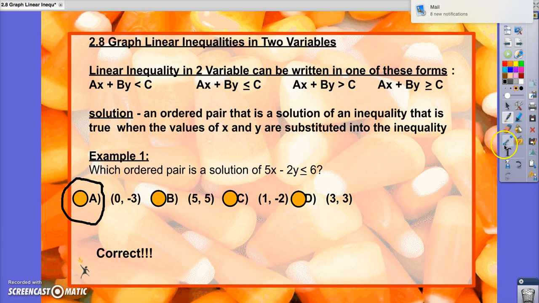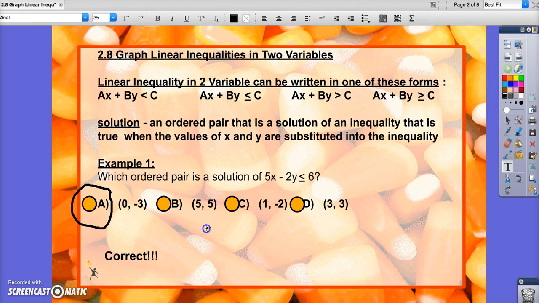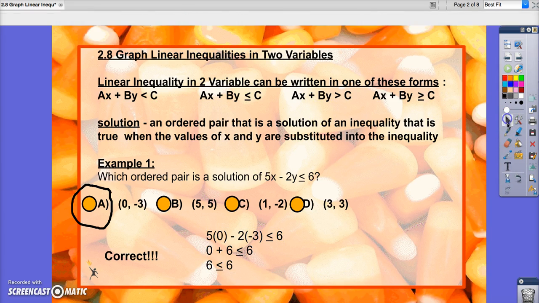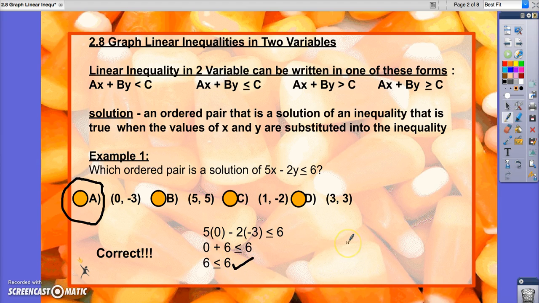And here's the work for that. I'll type it here. We plug in 0 for x and -3 for y. And you get 0 plus 6 is less than or equal to 6, or 6 is less than or equal to 6, which is true. I know it's the same number, but it's less than or equal to, so it could be equal to that number. If you tried them all, the only one that would work would be letter A. This is important as well, because as we do the problems here, we're going to have to test certain points to do shading that I'll get to shortly.